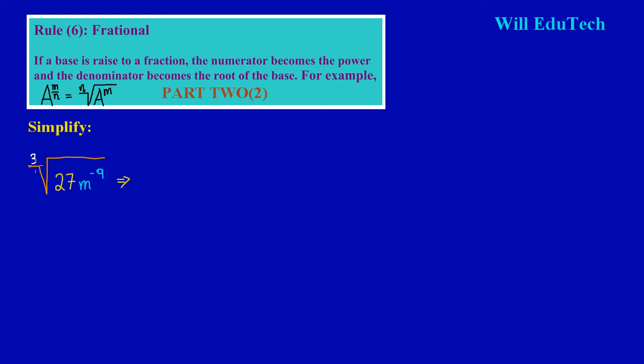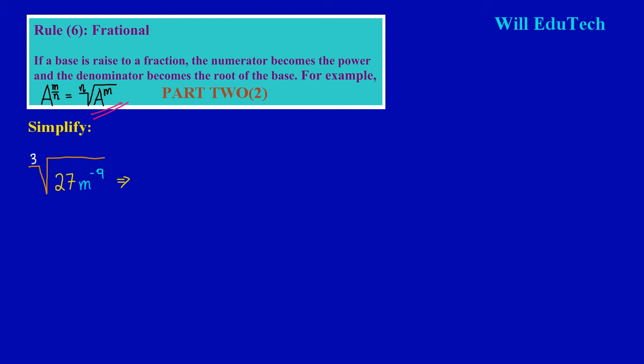Now here we have the cube root of 27 multiplying m raised to the negative 9. Based on what the fractional rule states, when a base is raised to a fraction, when it's in this form on my right here, we can always rewrite it in this form. That's another way of looking at it.